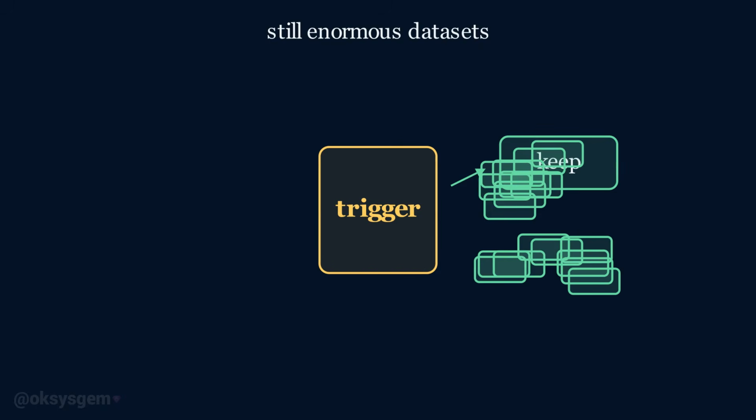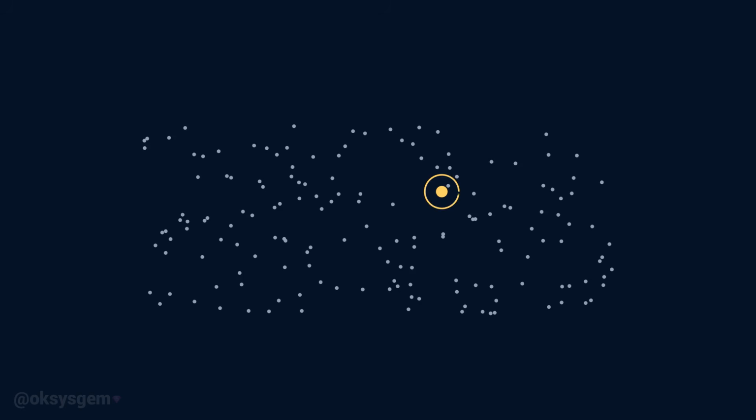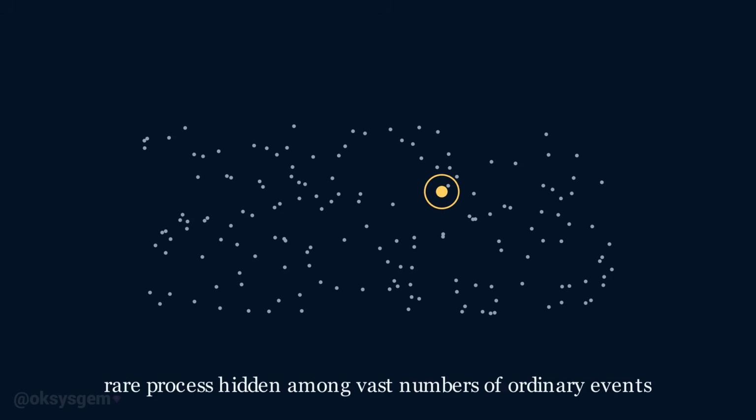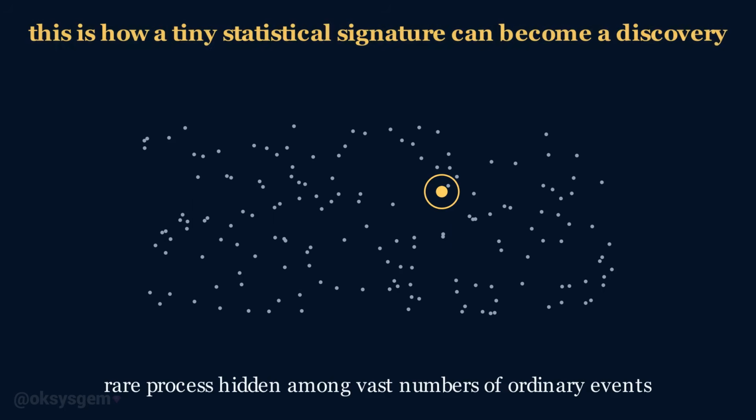Even after this filtering, researchers may collect enormous datasets. A rare particle might appear in only a tiny fraction of collisions, buried among vast numbers of ordinary events. Finding it becomes a statistical problem. This is essentially how particles such as the Higgs boson can be discovered.